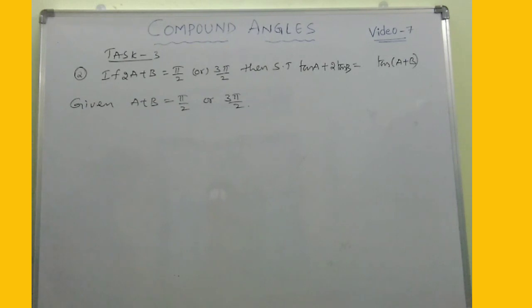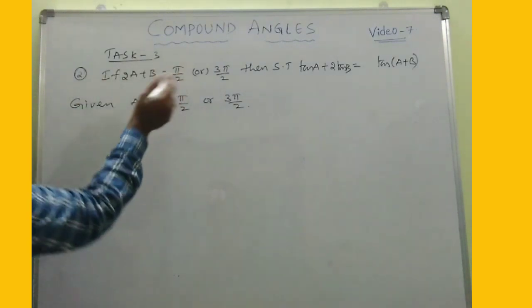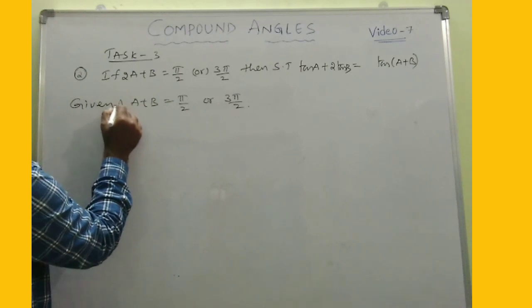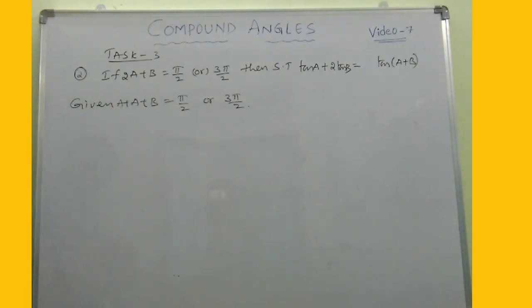Coming to question number 2. First of all, go through the question. If 2a plus b is equals to pi by 2 or 3 pi by 2, then show that tan a plus 2 tan b is equals to tan of a plus b. So what is given? Given that 2a plus b is equals to 90. Can I write 2a as a plus a? We can go with 90 or 270 also.